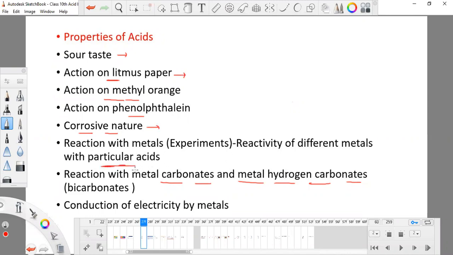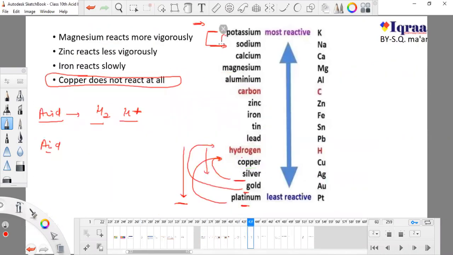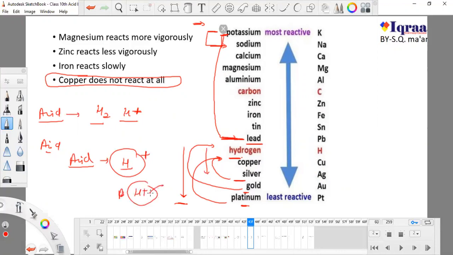Acid can react with any of these metals, but after this, acid cannot react. Acids are known as acids because they have hydrogen, H plus. We studied yesterday that if anything can lose H plus, it is known as an acid, whether weak acid or strong acid. If they can lose a hydrogen ion, an H plus ion, then they are acids.